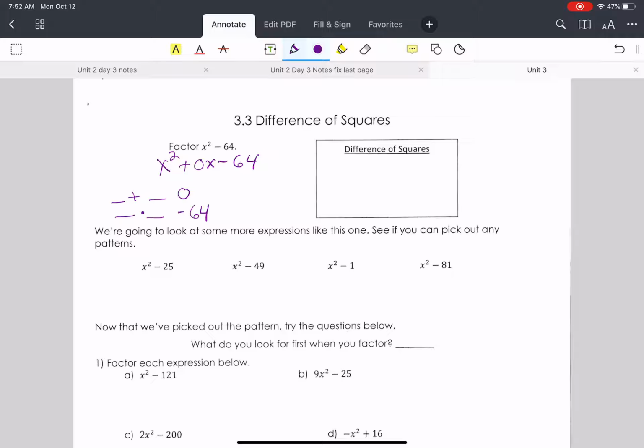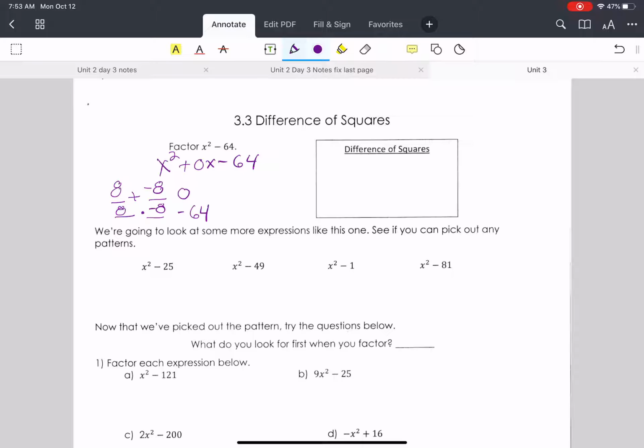Okay? Now, if they add to 0, what do we know about them, guys? One's going to be positive, one's going to be negative. Good. And what else? Same number. Good, Alex. The same number. Okay? Which is good if I want it to be the same number, because doesn't 64 have a perfect square? 8, right?